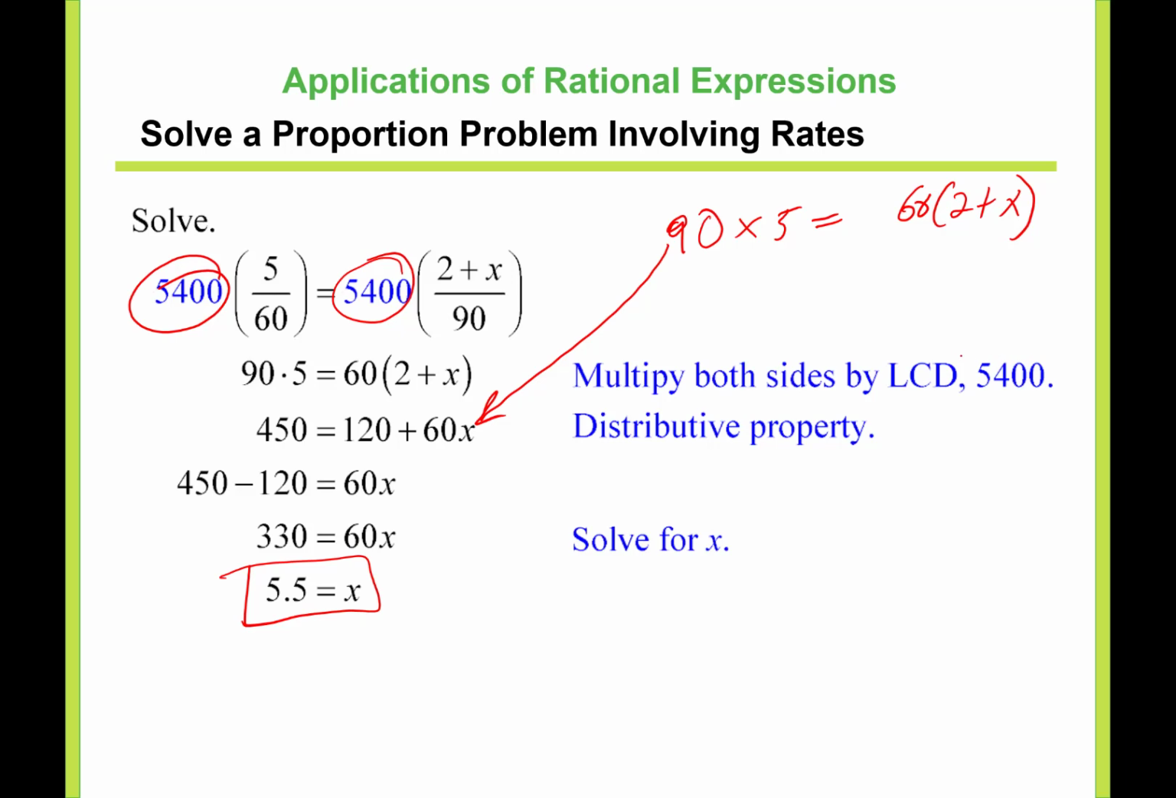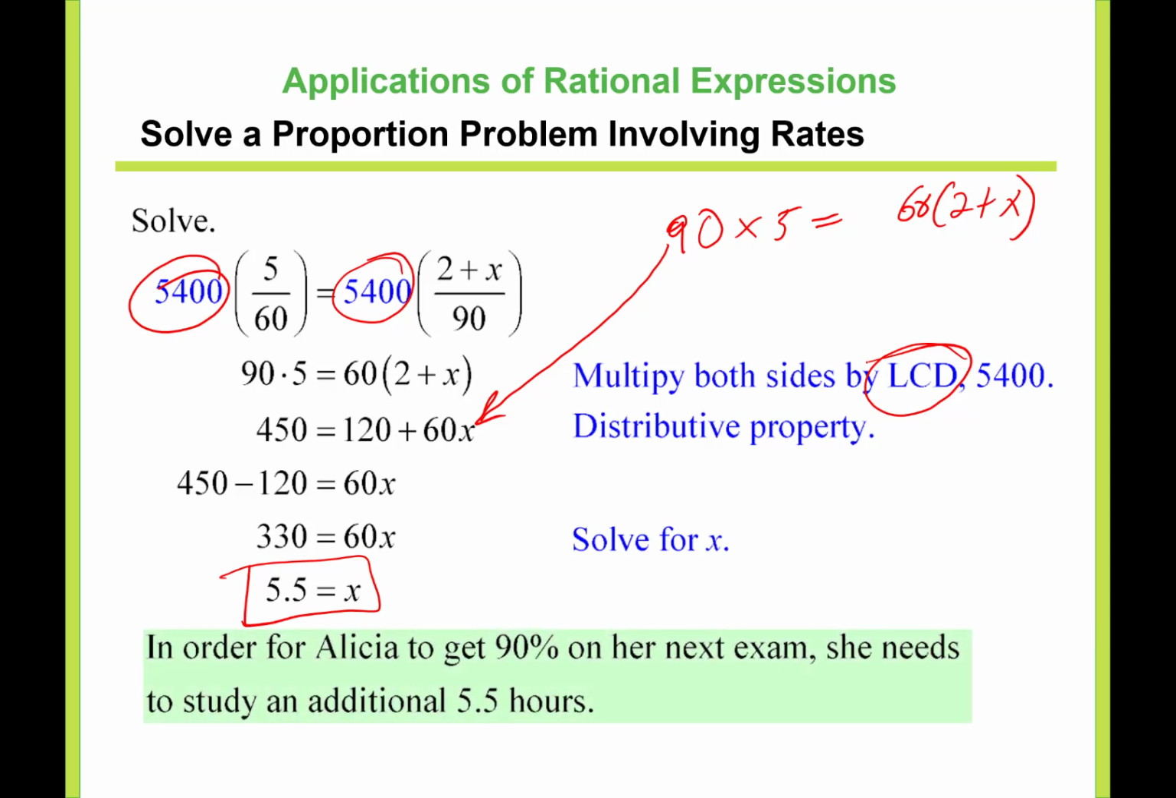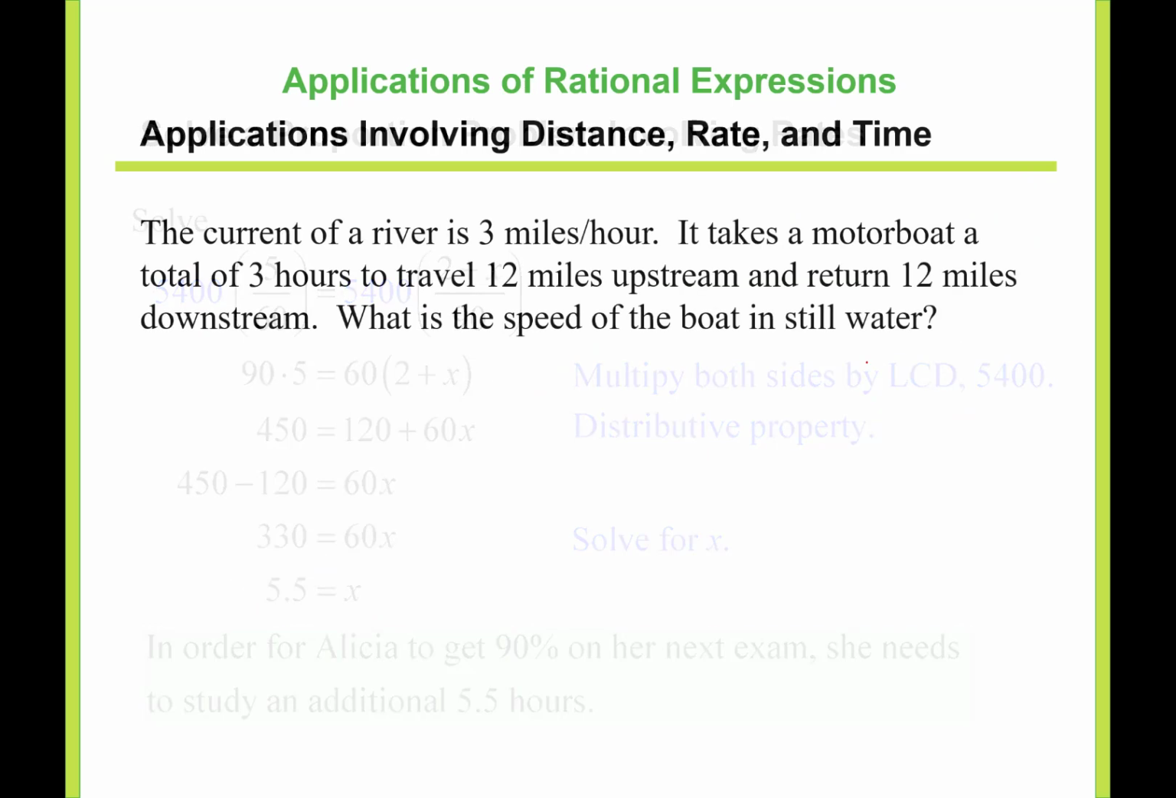So another way to do it is to find the LCM and equalize the bottom. You have multiple ways to do it. It depends on your preference. All right. So to get the 90%, 5.5 hours, not bad for 90%. Some people have to study significantly longer than that to get the 90%. So let's keep it going.